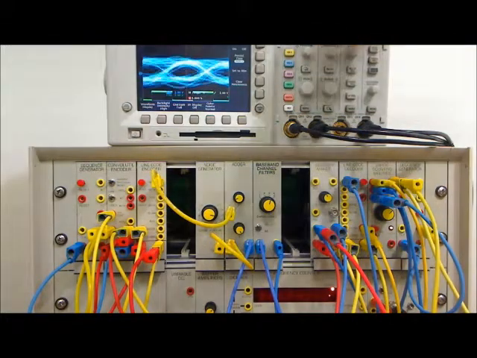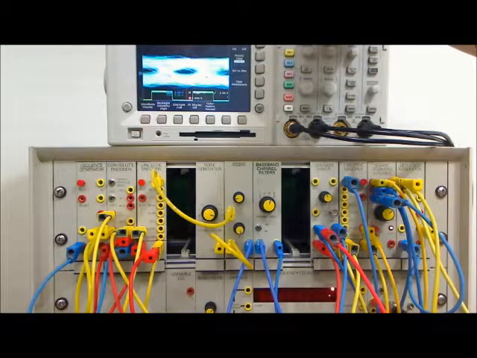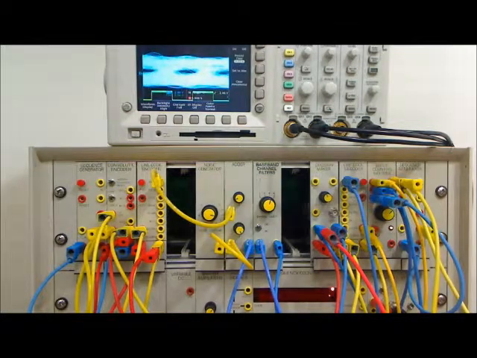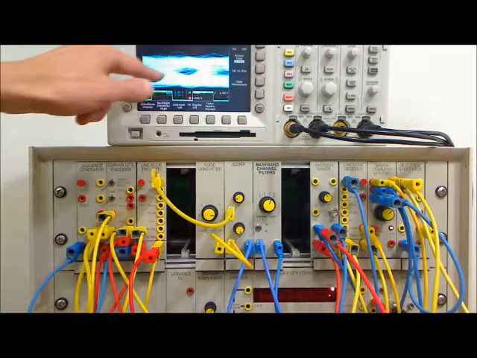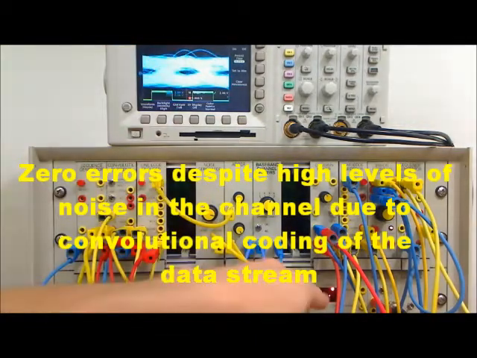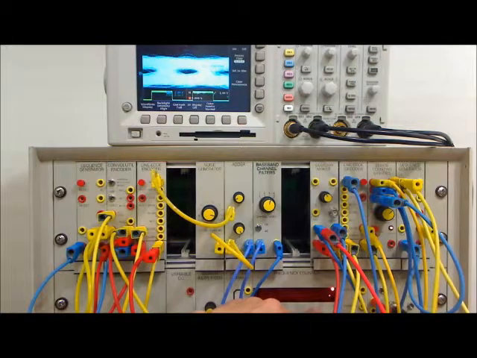And if we increase the persistence on this scope significantly, to say 5 seconds, even to, let's say, 10 seconds, you can see the level of noise, and clearly there are signals moving across the center of the eye, and yet the convolutional decoding still gives us 0 errors.